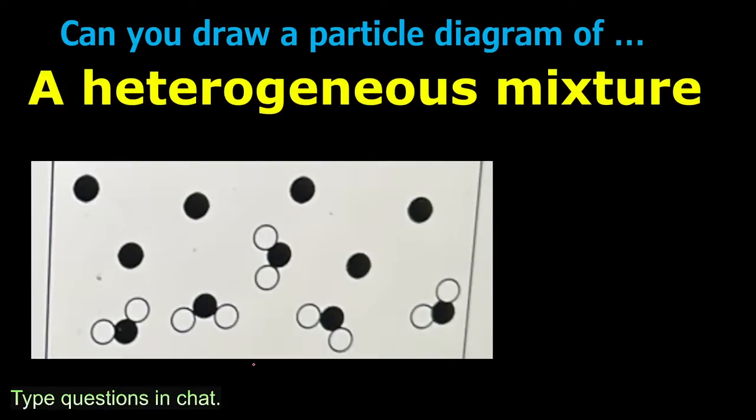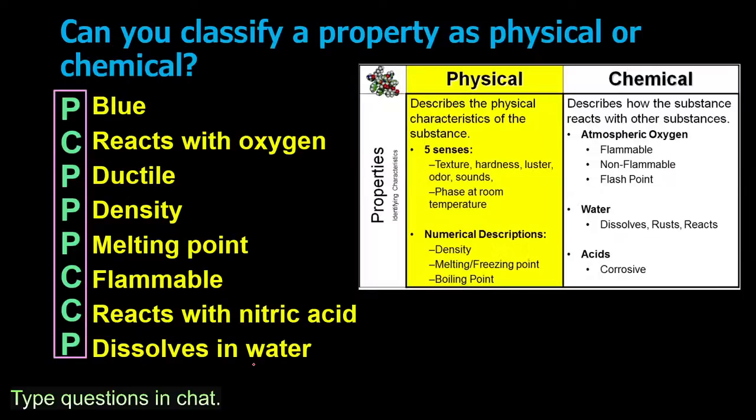You should be able to classify properties as physical or chemical. Remember, with physical properties, I'm just literally describing something. I don't have to try to change it. Whereas if it's a chemical property, I'm going to have to try to change the substance in order to figure out if it has that property. So looking at these, blue is just physical. I'm just looking at it. It's blue. Reacting with oxygen is chemical.